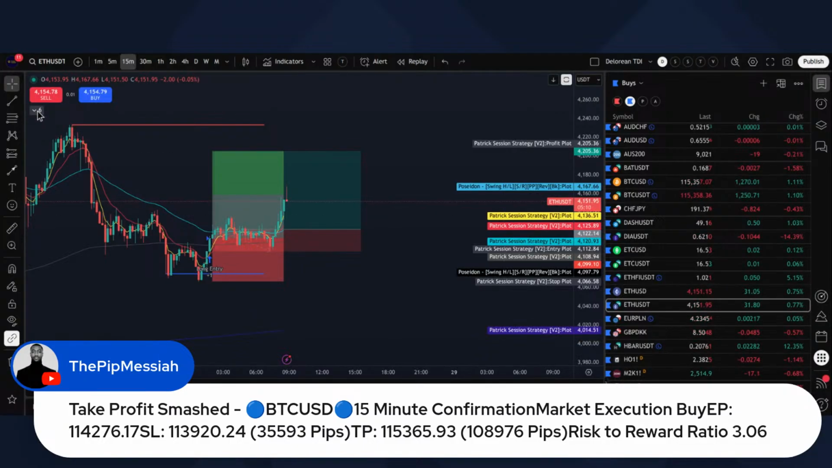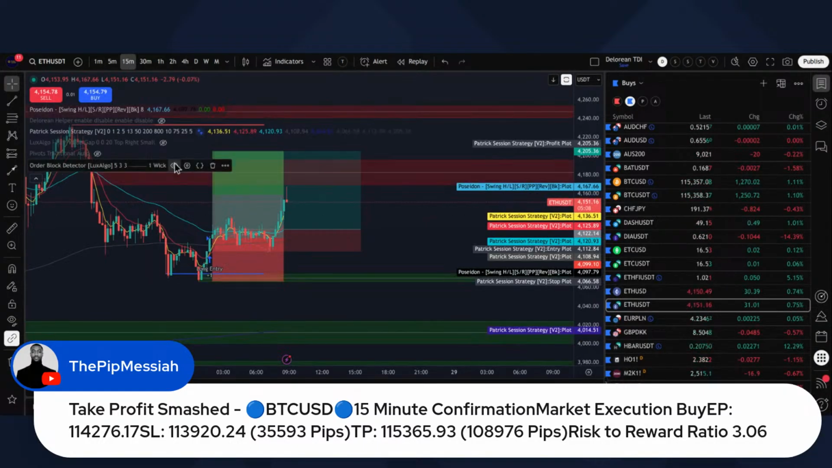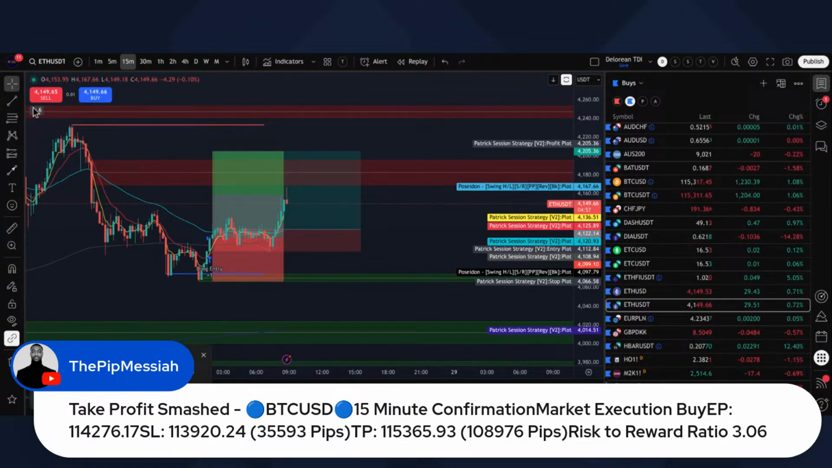So do we have any order blocks in play here? And yes, there's a sell order block above current price. So it has to break through that to hit take profit. So we might not get Ethereum today.